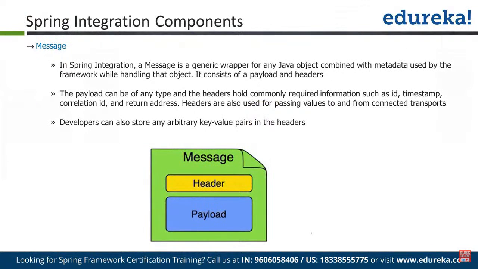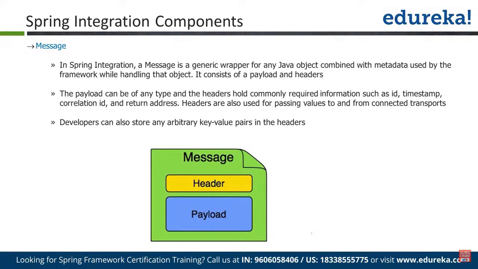We are going to show this with the Spring Integration components. What are the components of Spring Integration and how does a message flow? The very first component of Spring Integration is the message, the actual entity, the main entity, which has all the information. In Spring Integration, a message is a generic wrapper for any Java object combined with metadata used by the framework while handling that object. It consists of a payload and headers. A header can have information like to and from address, some metadata, and the payload will hold the actual data which is going to travel over the network.